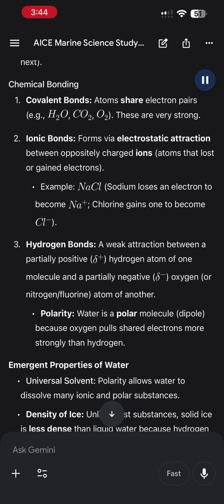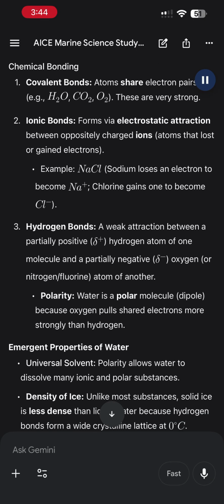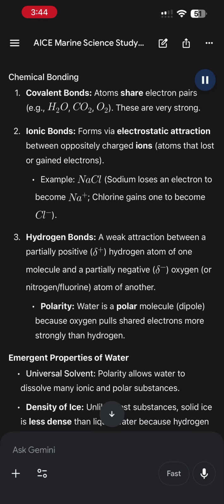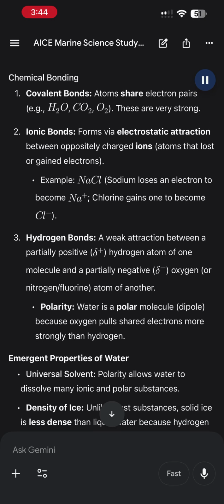Chemical bonding. 1. Covalent bonds. Atoms share electron pairs, e.g., H_2O, CO_2, O_2. These are very strong. 2. Ionic bonds. Forms via electrostatic attraction between oppositely charged ions, atoms that lost or gained electrons. Example: sodium chloride. Sodium loses an electron to become Na^+. Chlorine gains 1 to become Cl^-.